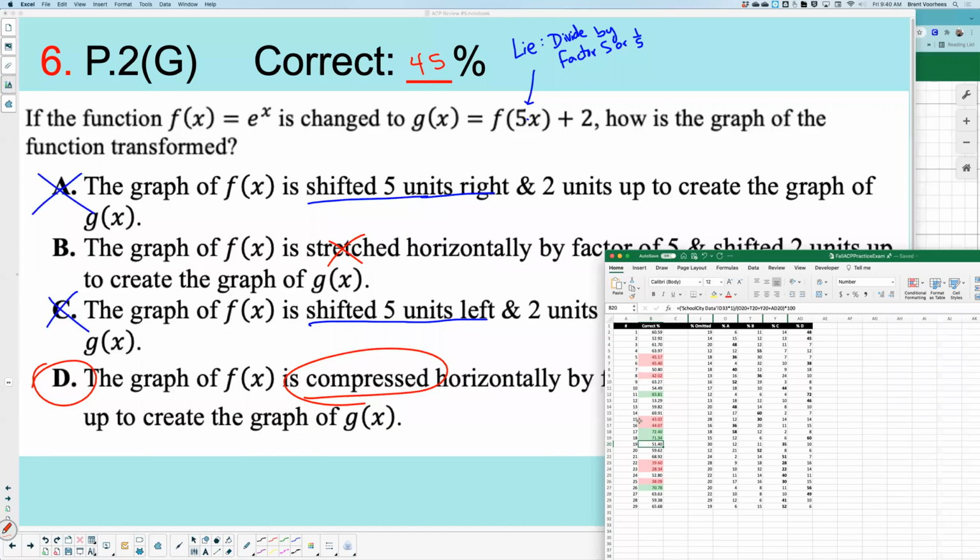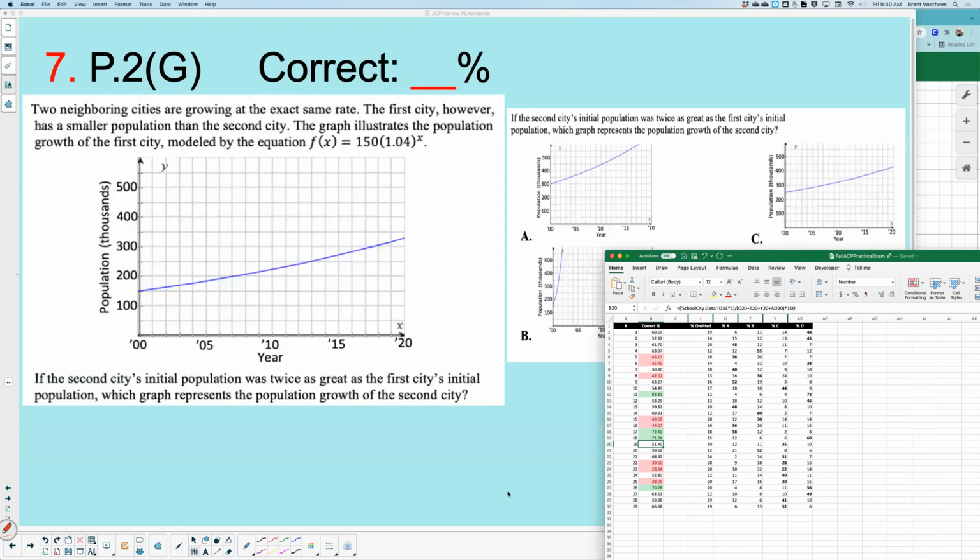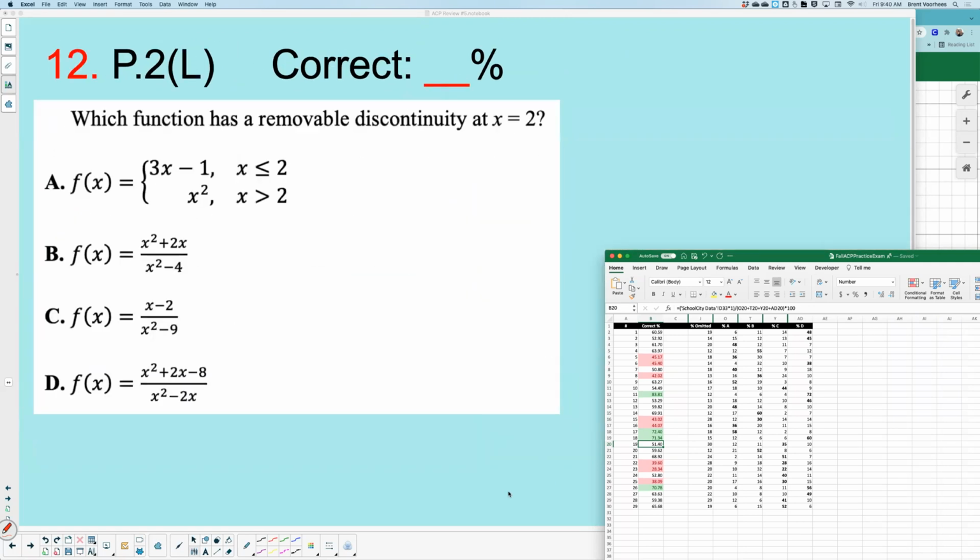All right, we're now transitioning. The next set of problems are ones that we got right more often than wrong. Go to 19. 51% got this right. Number 19, 51%.